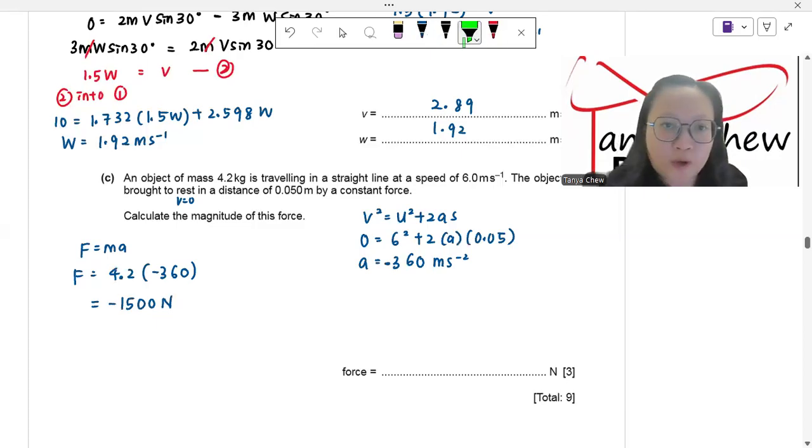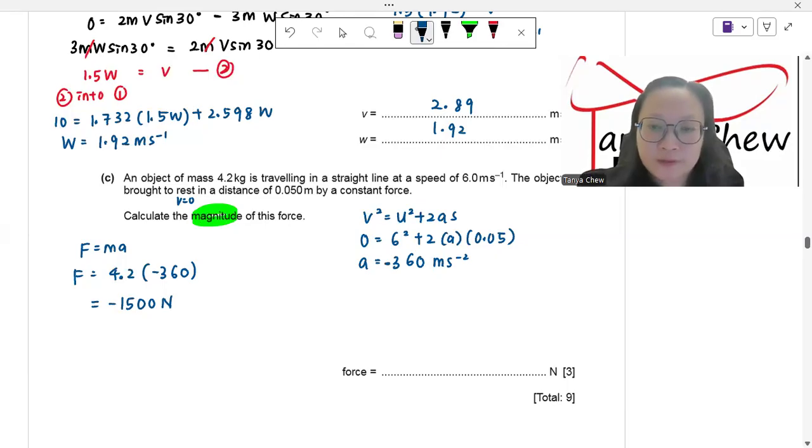And beware, the question asks you to calculate only the magnitude. Do not put in the direction. Therefore, the answer must be 1500 Newton.